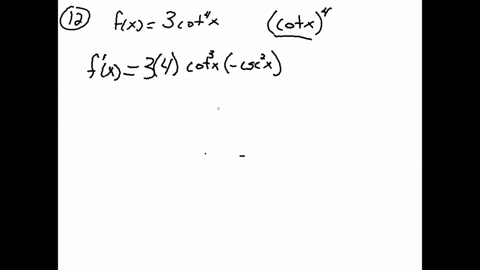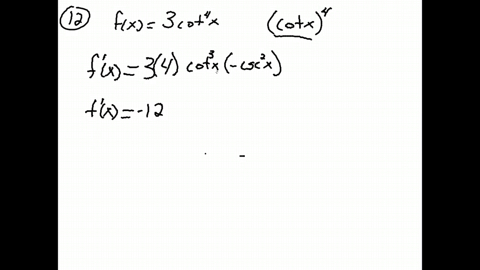And then we can look to possibly simplify this. Well, if we simplify this, the 3 and the 4, we get 12, and so f prime has a coefficient of 12. But we're going to bring that negative out and say the negative's out front, so that takes care of the negative from the negative cosecant squared x.